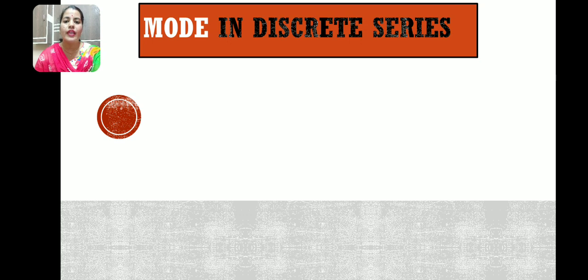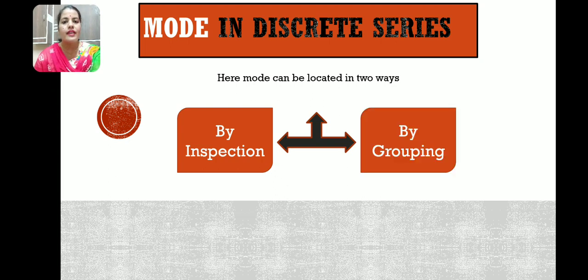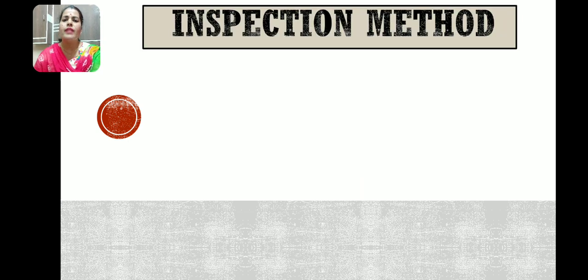So friends, if you want to solve a question of mode in discrete series, then you have two methods here. Number one, inspection method, and number two, grouping method. First, if we talk about the inspection method, it is the easiest method of calculating mode. Why? Because in the inspection method you just have to inspect the whole question. You just see the whole question at a glance, and then you can easily find the mode.